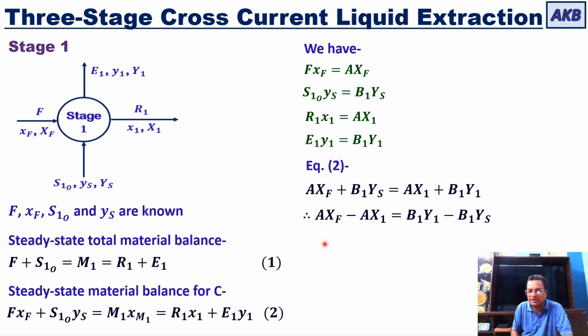And the next step, you can take A common on this side, so it will be Xf minus X1 into A.